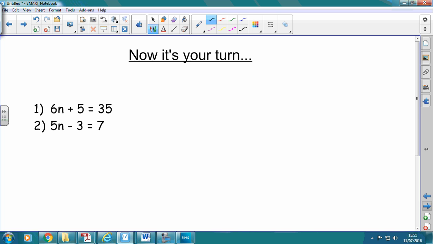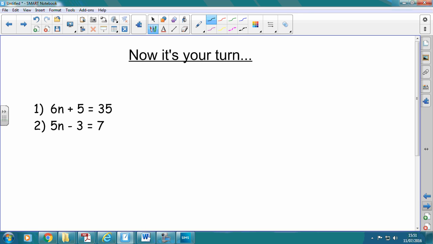Okay, so now it's your turn. Like I said, I was taking a little bit more time over it, but now it's up to you to give it a go. So we've got 2 questions. We've got 6n plus 5 equals 35, and we've got 5n minus 3 equals 7. So now if you want to use this time to pause the video so that you can have a go at it, and then I'll talk through the answers.